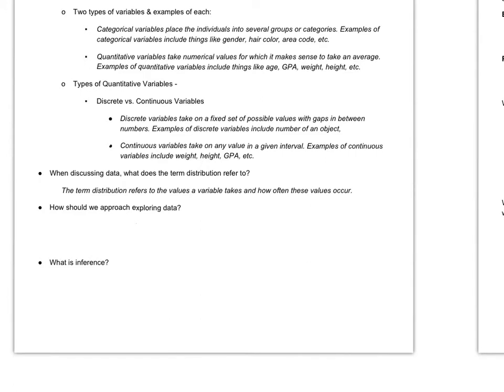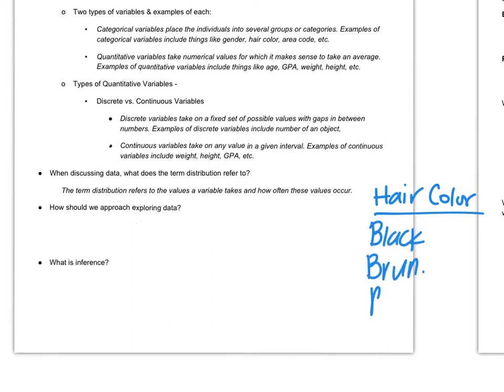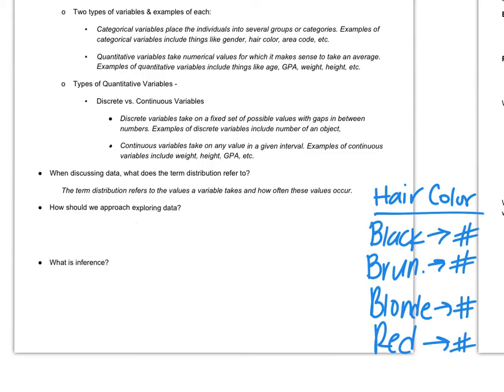For example, if again we were looking at our Columbus students and hair color, we might have our variable that said hair color, and then we would say we have, let's say, black, brunette, blonde, red, and then we could count how many had black, how many were brunette, how many were blonde, and how many were redheads. And this would give us the distribution. It tells us what the possible outcomes are, as well as the number of times that this happens.